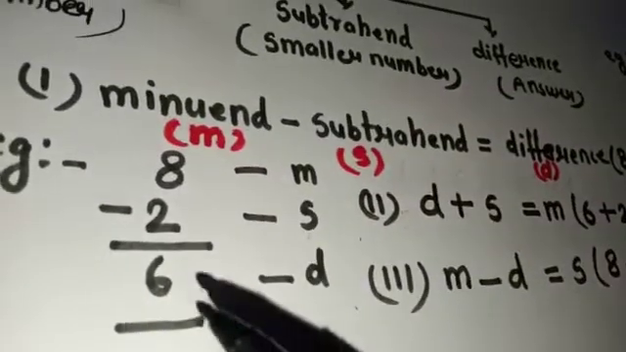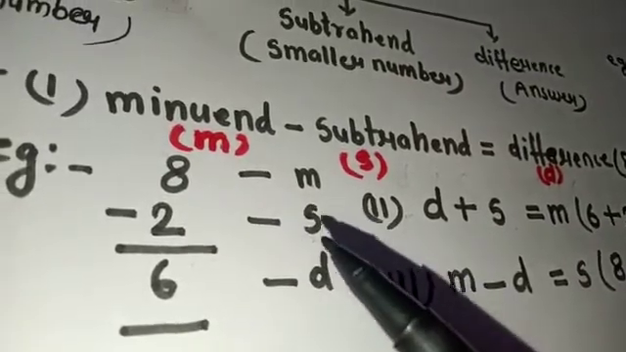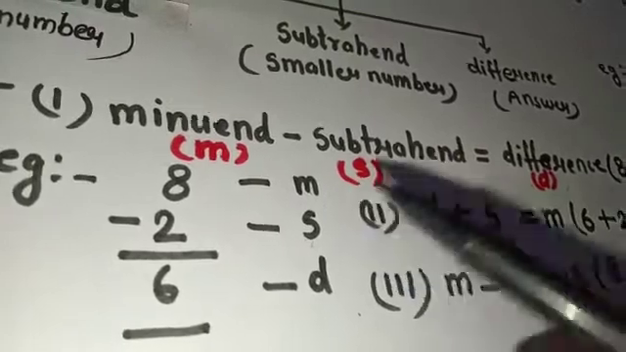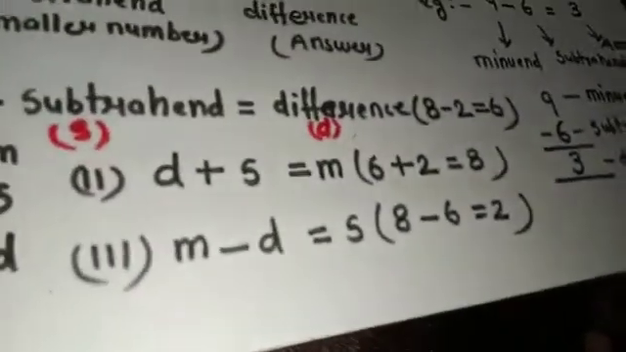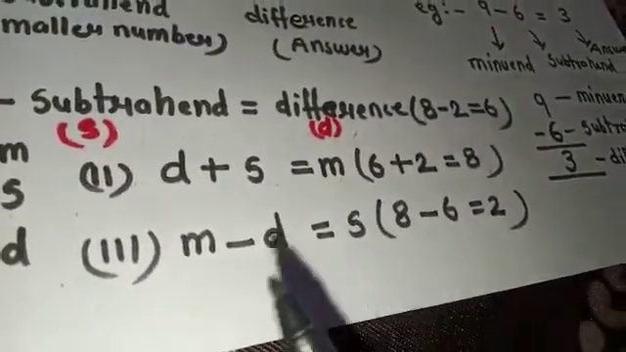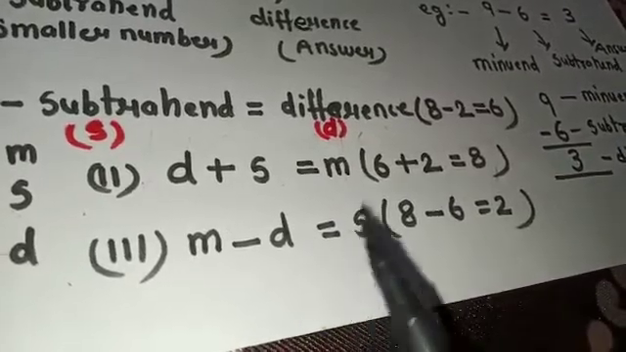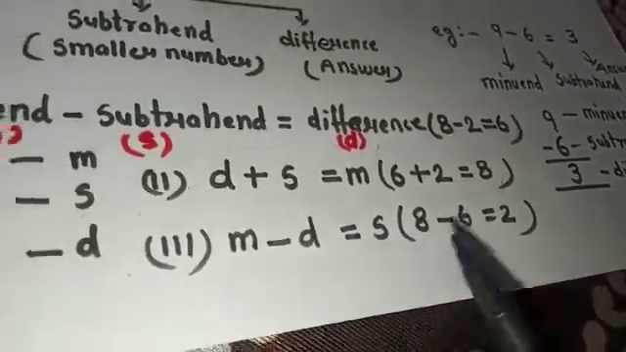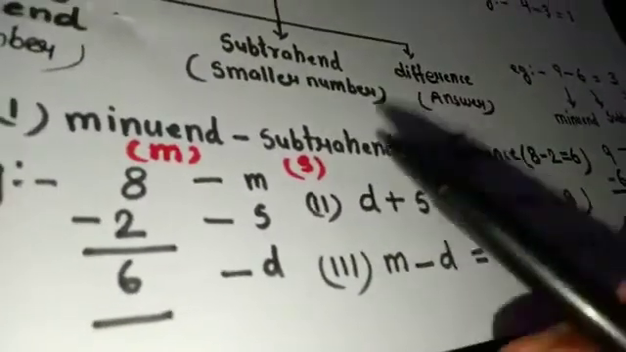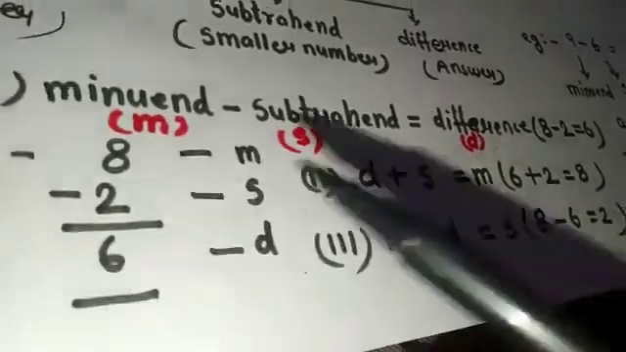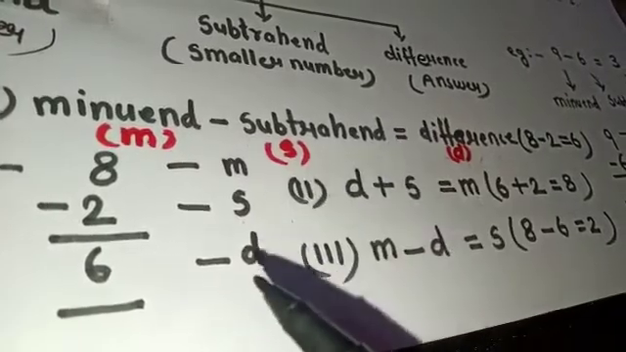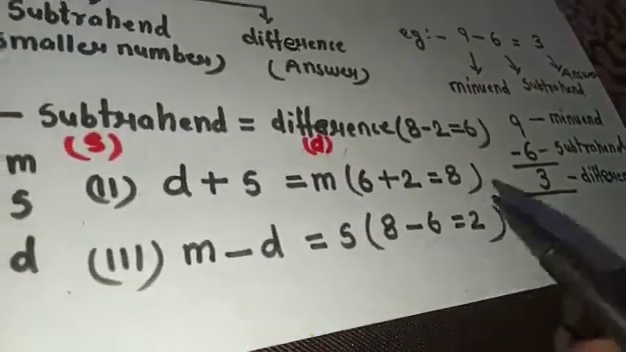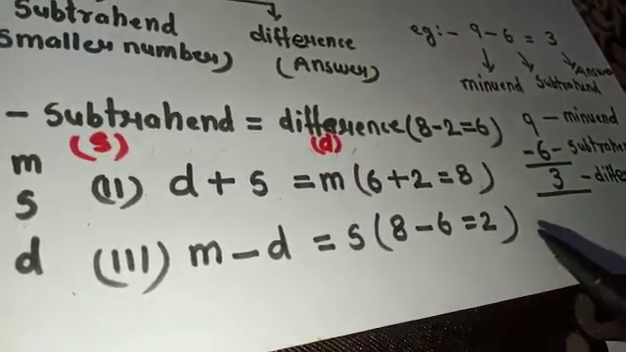Now if difference is added to subtrahend, then we will get minuend. For example, 6 plus 2 is equal to 8. Now when difference is subtracted from minuend, then we will get subtrahend. It means when we subtract 6 from 8, then we will get 2.